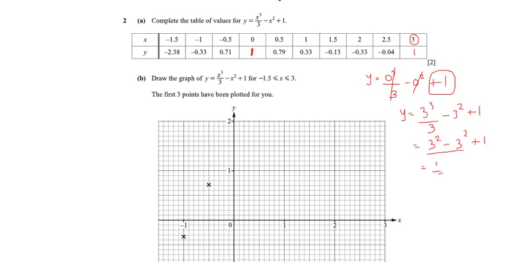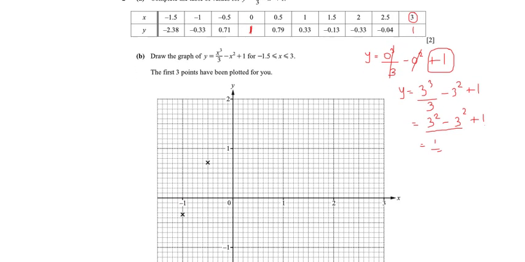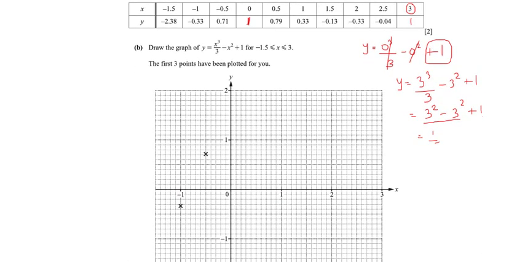Okay, now let's plot it on the graph paper. Here they are asking us to plot it between minus 1.5 and 3, the x values. That is already given here, like minus 1.5 to 3. So we just need to figure out those points and plot it on the graph. The first 3 points have been plotted for you. Let's see which all points are plotted here.